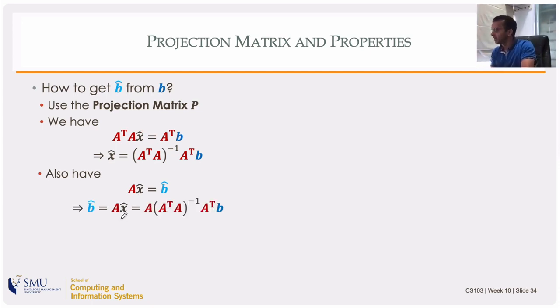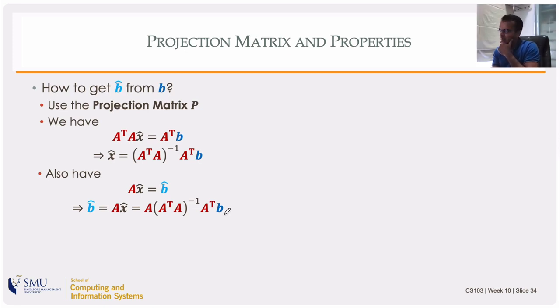So B hat is equal to AX hat. X hat we already have here, so we just have to multiply by A. Then we get an interesting thing here: B hat is equal to A times A transpose A inverse, A transpose B. You get something that is quite interesting.